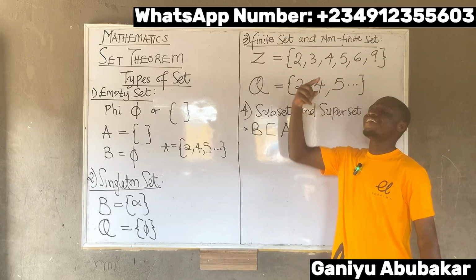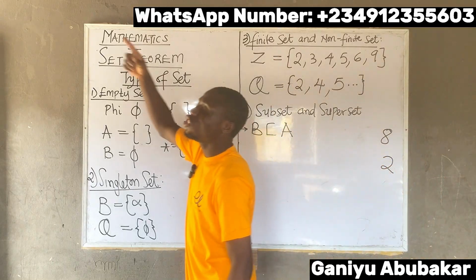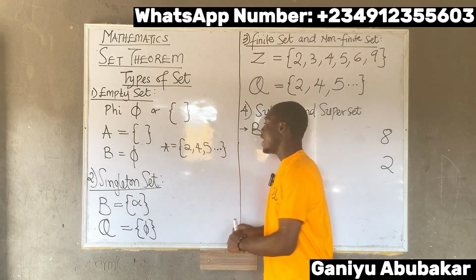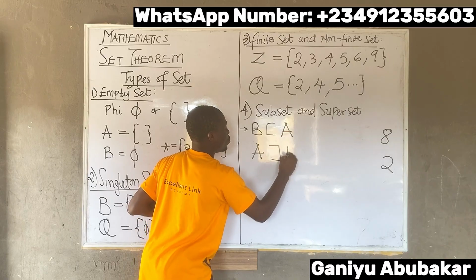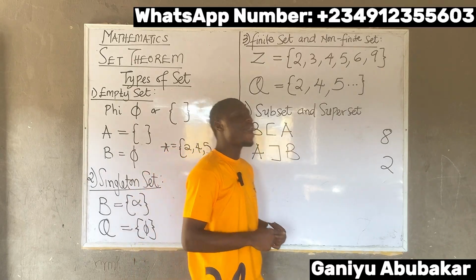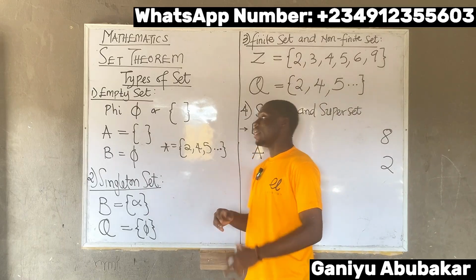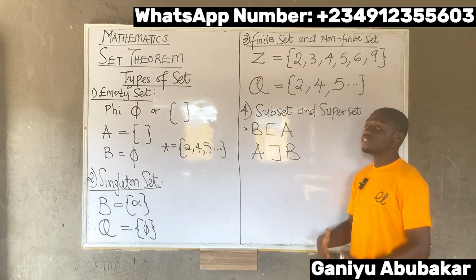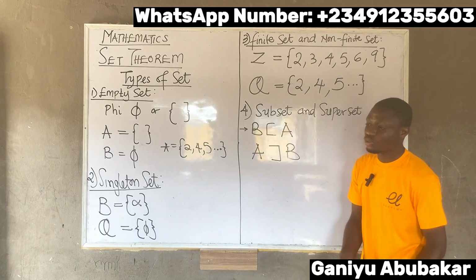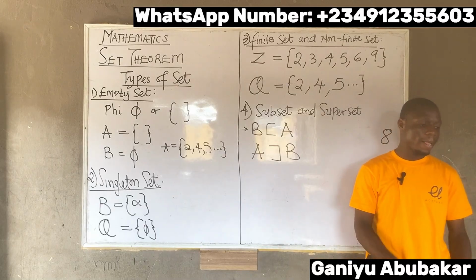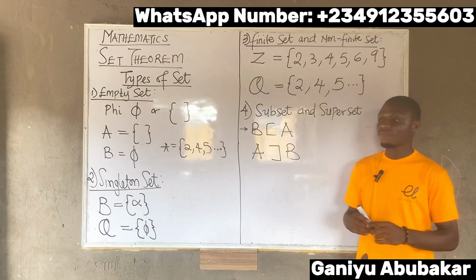Now, by logical extension, A is the superset of B, as shown on the board.